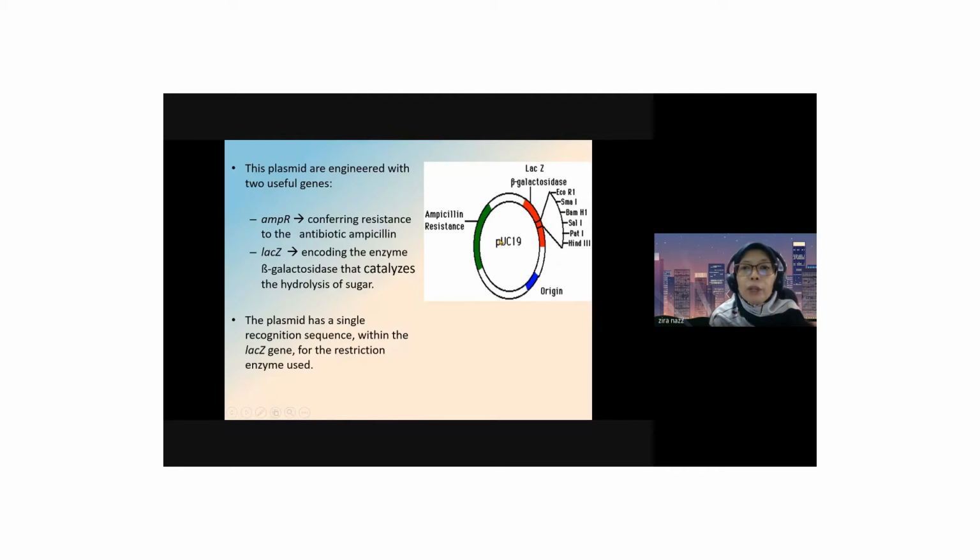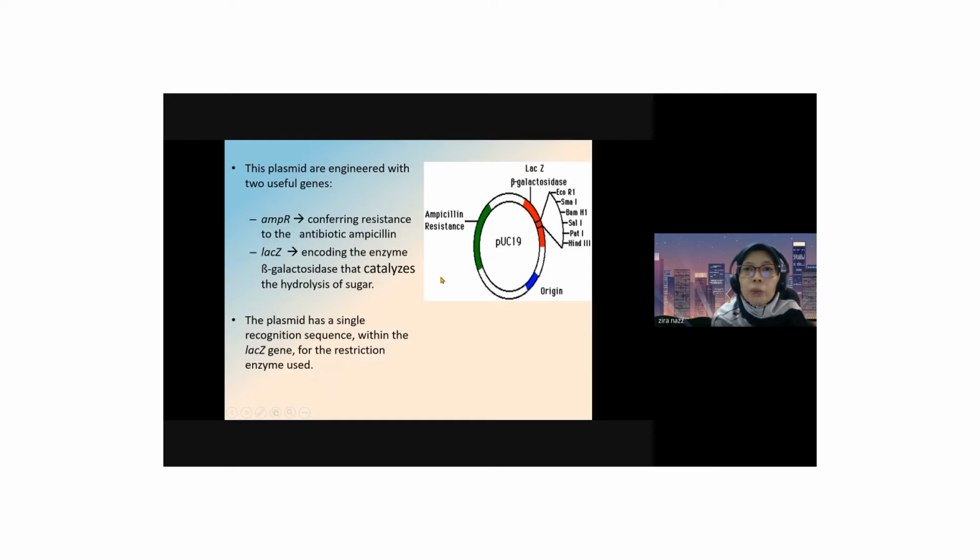But before that, we look at the structure of the plasmid. So the plasmids are engineered with 2 useful genes. Those are important genes that you have to take note. First is the ampicillin resistance, which is the antibiotic resistance over here. A plasmid can have more than 1 antibiotic resistance. So this ampicillin, how you write it is different now: AMPR. This confers resistance to the antibiotic ampicillin.